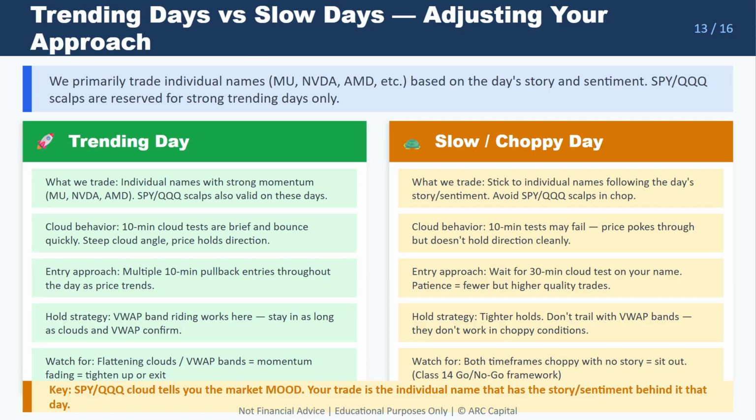The entry approach here is wait for the 30-minute cloud test on the stock that you're watching. Now, this takes patience, which equals fewer but higher quality trades on slow, choppy days in the market. The hold strategy, tighter holds. Don't trail with VWAP bands. They don't work in choppy conditions. You trail with the clouds. The EMAs will tell you instantly, right? Price on choppy days will either completely reject the VWAP bands and the EMA clouds, and you'll know. Watch for both time frames. If both time frames are choppy with no story, then sit out.